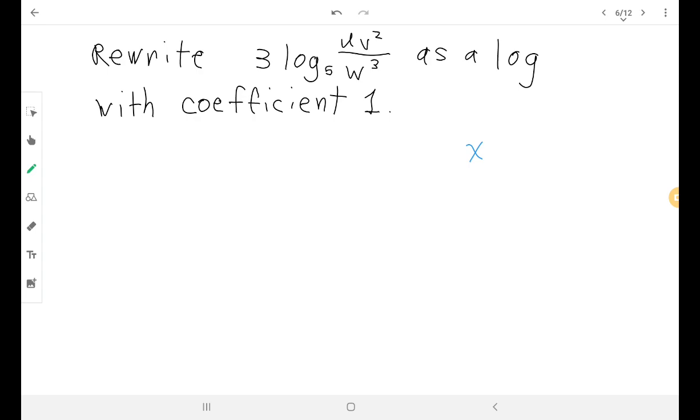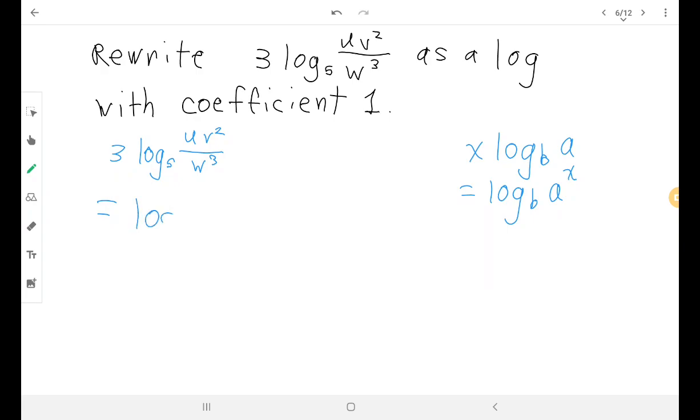If I've got x times log base b of a, that is equal to log base b of a to the x power. And of course, you can go backwards. You can put it on the outside too. So when I'm looking at 3 log base 5 of uv squared over w cubed, all I have to do is make this an exponent of the whole thing. So that's log base 5 of uv squared over w cubed raised to the third power.